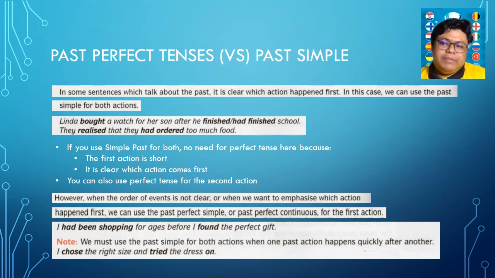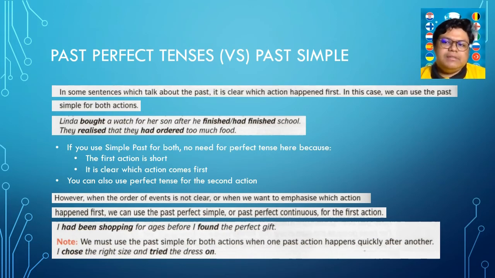Okay, another example here, they realized that they had ordered too much food. First action dia gunakan past simple, second action dia gunakan past perfect. Okay, past perfect kita gunakan kalau for example we want to highlight the action, we can use past perfect juga. Tapi untuk first action, there are some situations where we have to use perfect tense.